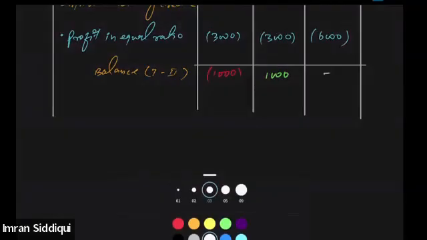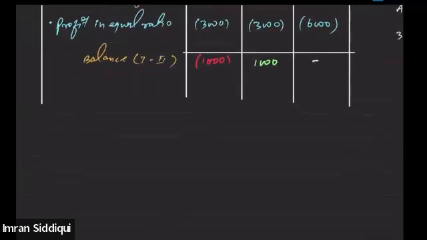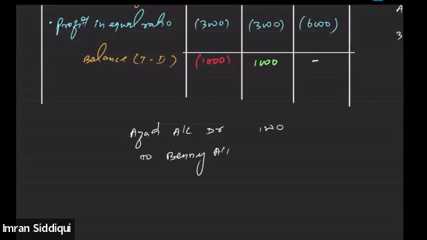So since we are getting the negative balance in the case of Azad, we will be debiting his account. So Azad's account debit by 1,000 to Benny's account 1,000 as well. Got it?